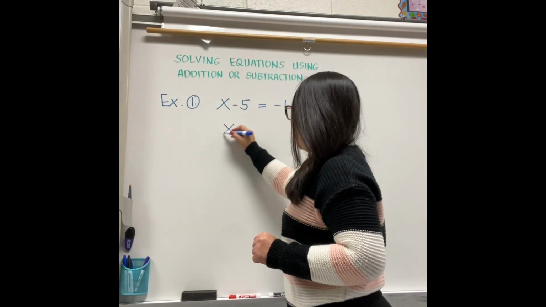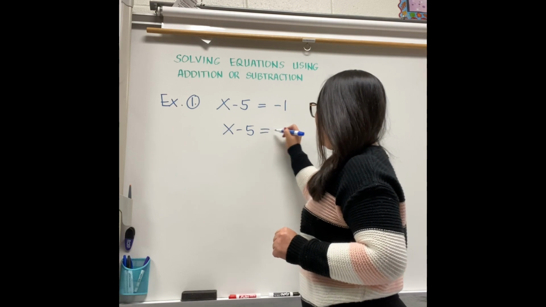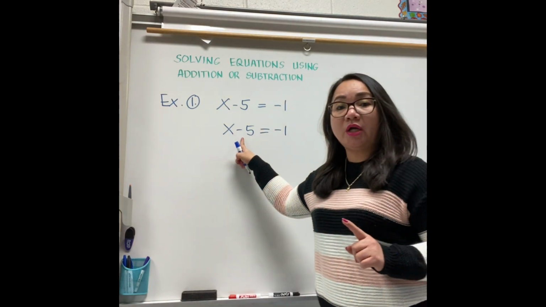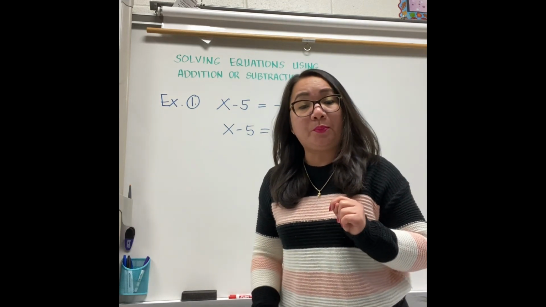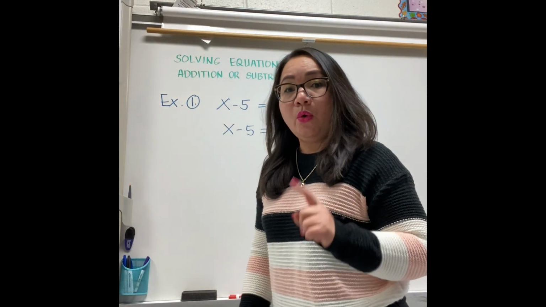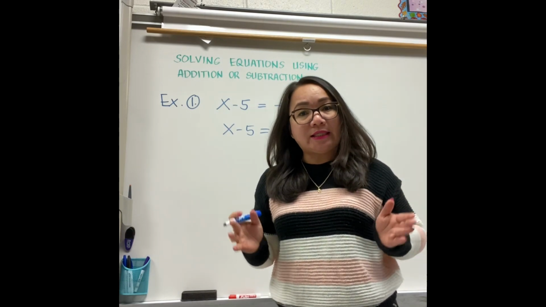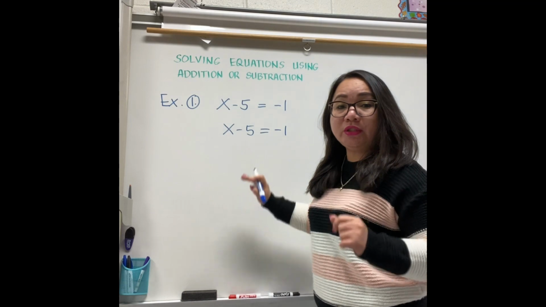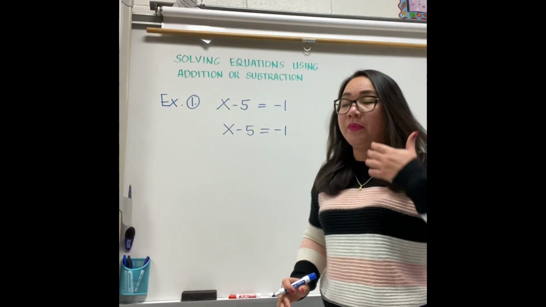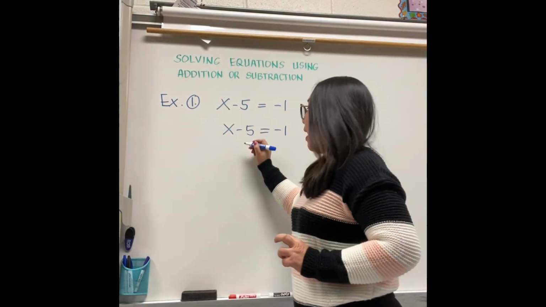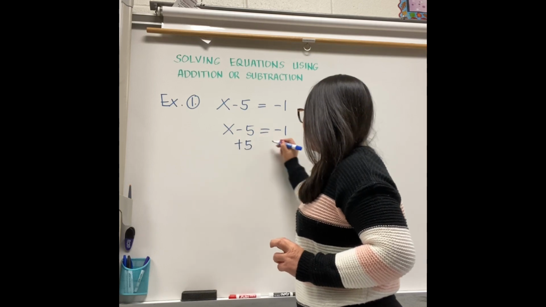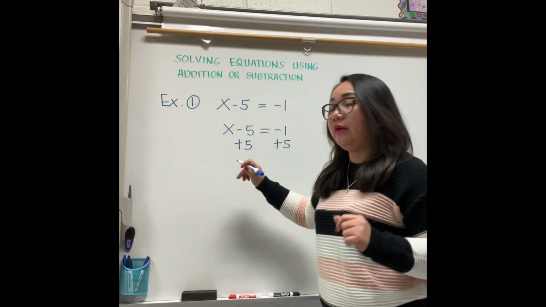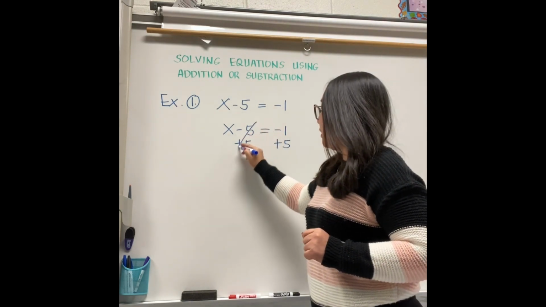So we will write the equation x minus 5 is equal to negative 1. And then we will undo the subtraction by applying the addition property of equality, which says adding the same number on each side of the equation produces an equivalent equation. So here we will add 5 to both sides. Now negative 5 plus 5 will give you 0. So just cancel this out.